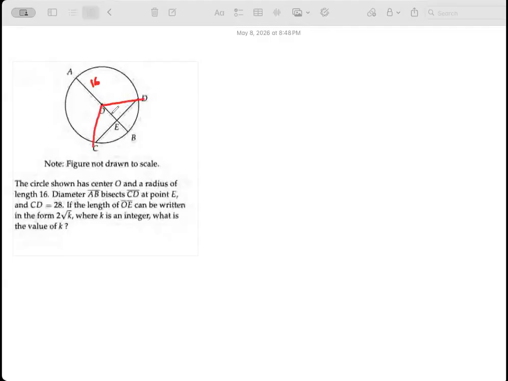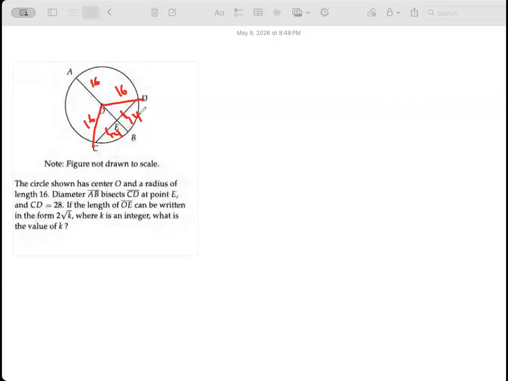Okay. Diameter AB, CD at point E. They've given point E and CD as well, so there's nothing to find out. 14.